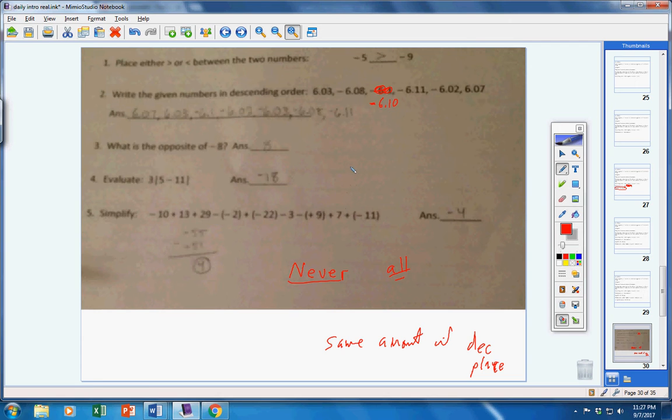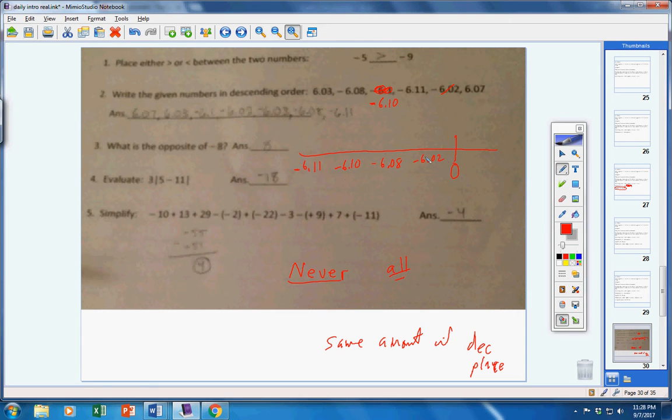There. And now, if you'll think of your number line, your 0, you would have negative, let's see, 6.02, and then negative 6.08, then negative 6.10, and that's the one you missed, and then negative 6.11. Okay? Now, 6.01 would come right here, but this is 6.10.